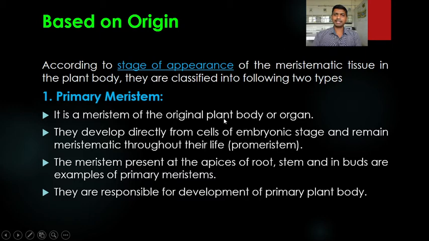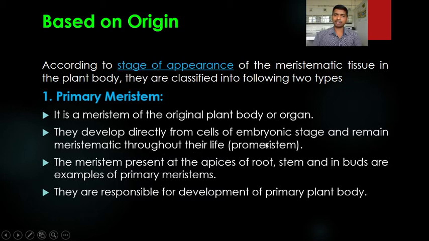The first type, primary meristem, is the meristem of the original plant body or organ. This meristem develops during the growth of the primary plant body, so it is called primary meristem. Because it is the meristem of the original plant body or organ, it develops directly from cells of the embryonic stage and remains meristematic throughout its life.